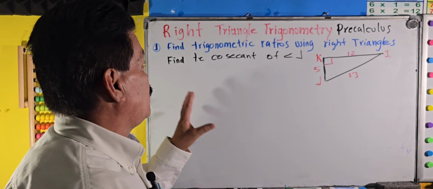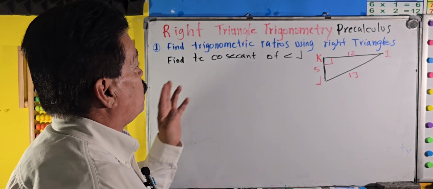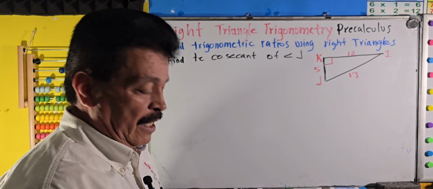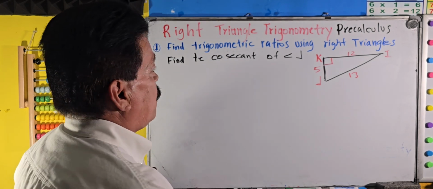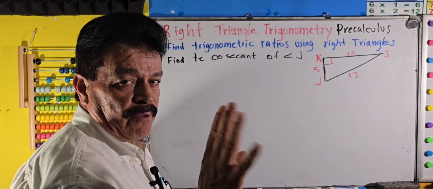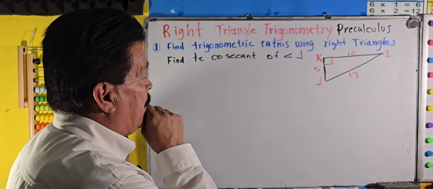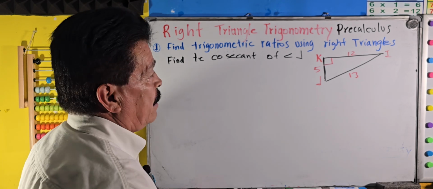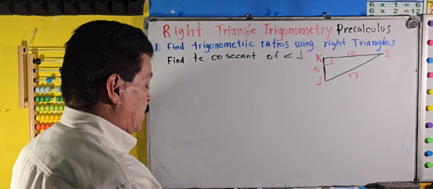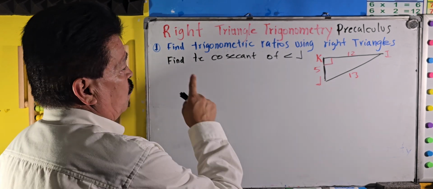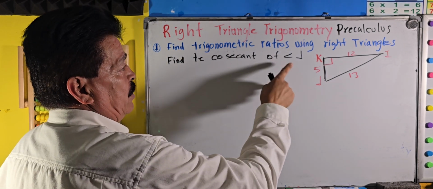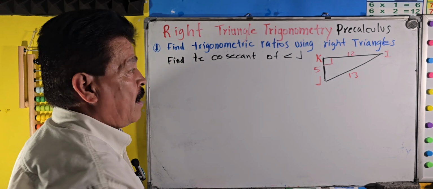We will talk about the right triangle and trigonometry. Okay. I will divide my class into 4 different sections, but everything belongs to right triangle trigonometry. All right. In our first case, we have to find the trigonometric ratios using right triangles.